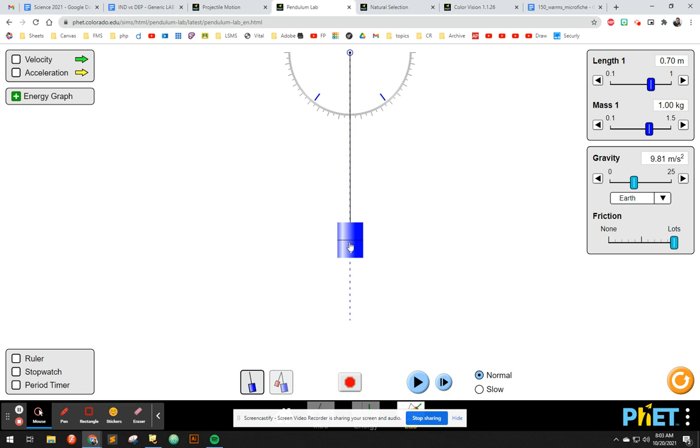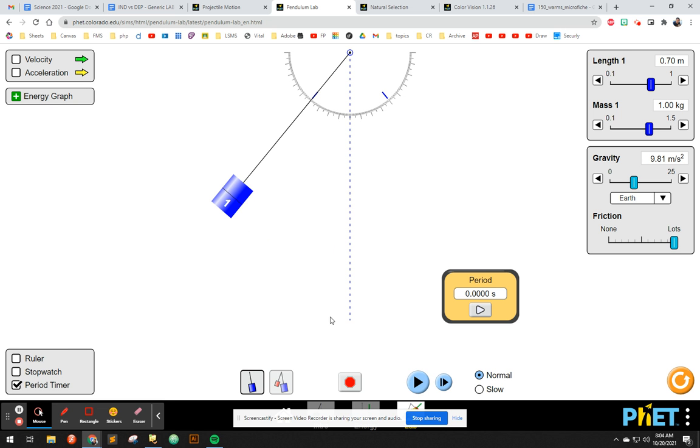Pendulum lab's great. I just thought I'd give some advice on how that works. You can set the pendulum to a certain angle, and then one of the most common things to do is to see how, let's say, you could do angle versus period. The period is the amount of time it takes to swing back and forth. So you can turn on this period timer, and I think it helps if somebody shows you how it works.